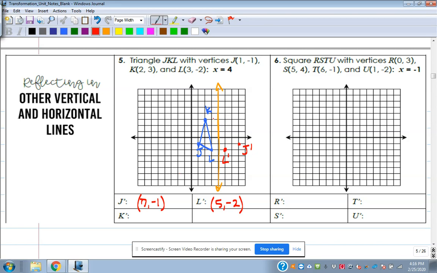And then K prime is 2 away. So that's going to be 5, 6. And the same 6, 3. I didn't do a good job drawing that. Lines are not. That's better. And we get that reflection across that.